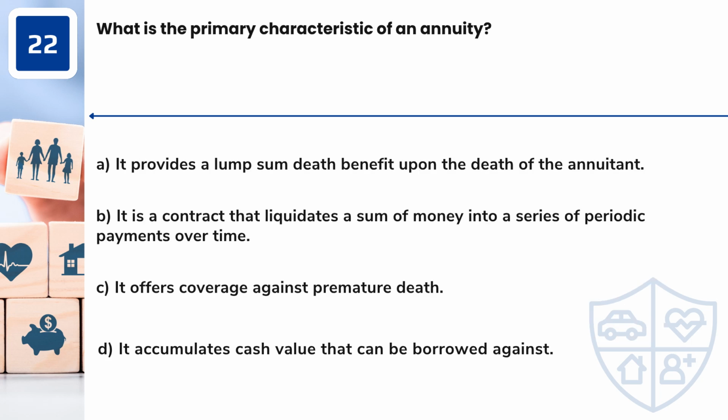Question 22. What is the primary characteristic of an annuity? A. It provides a lump sum death benefit upon the death of the annuitant. B. It is a contract that liquidates a sum of money into a series of periodic payments over time. C. It offers coverage against premature death. D. It accumulates cash value that can be borrowed against.